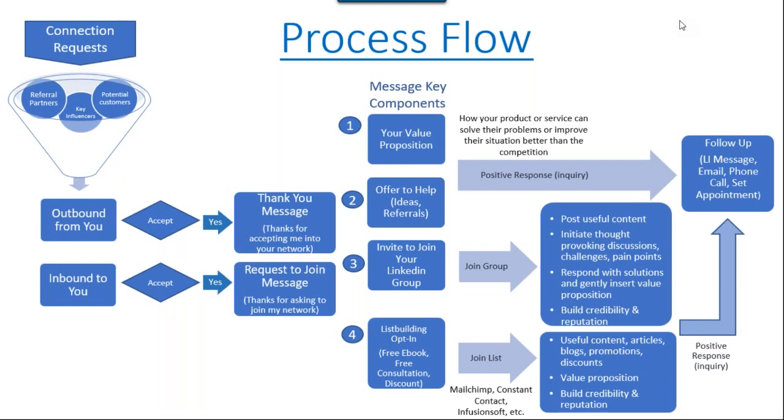The last component, the list building opt-in: once people join your list, they go into your email marketing programs such as MailChimp, Constant Contact, or Infusionsoft, and then that opens them up to receive your newsletter. And in your newsletter, you're going to post useful content, articles, blogs, promotions, discounts. You're also going to have your value proposition in there, and you're building your credibility and reputation. And every time that I send out my newsletter, there are new people on my list that are interested in my products or services. But this is kind of the process flow in terms of a lead generating activity.